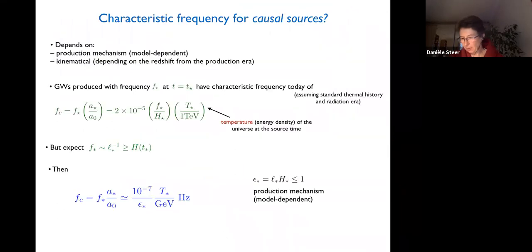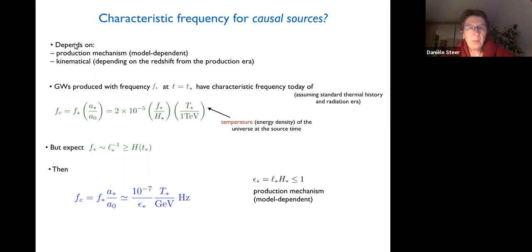Now I want to actually try and put the source back in. So add the source and try and discuss some of the characteristic properties of the spectrum that we expect. So the first question we can ask is, what's going to be the characteristic frequency of our spectrum, at least for causal sources, by which I mean not inflation.